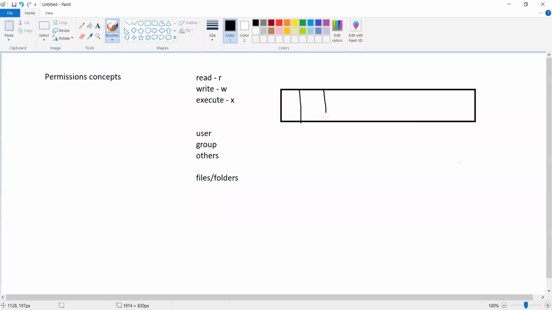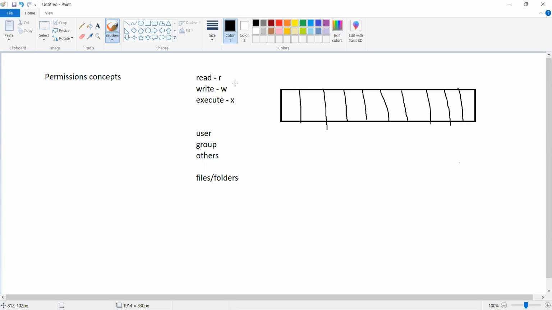1, 2, 3, 4, 5, 6, 7, 8, 9, 10. So every file, whenever you create anything in Linux, would be created with these 10 blocks. You would be getting 10 blocks.